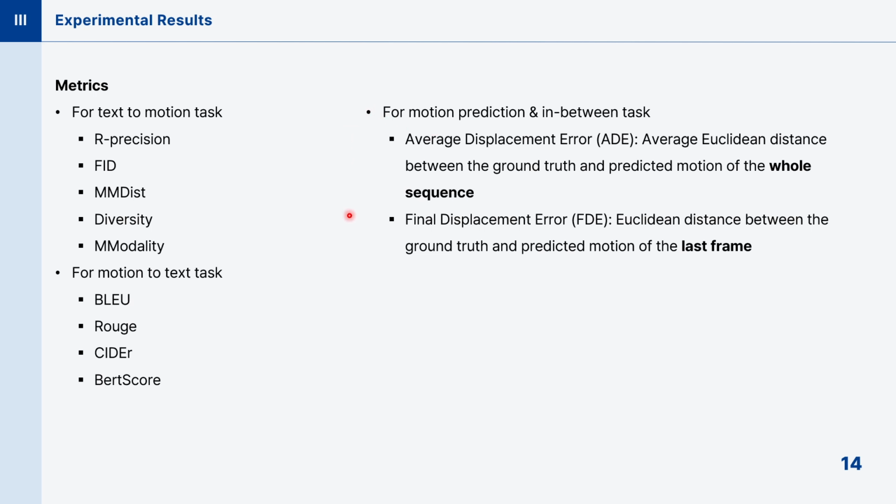In particular, MotionGPT performs a frame-wise motion prediction task, so metrics is needed to evaluate the predicted motion for each frame. First, average displacement error is an average Euclidean distance metric between the ground truth and predicted motion of the whole sequence. And final displacement error is a Euclidean distance between the ground truth and predicted motion of the last frame.